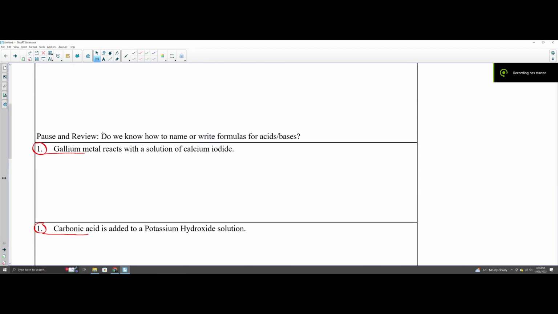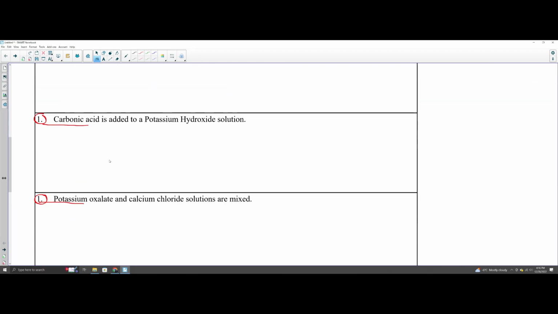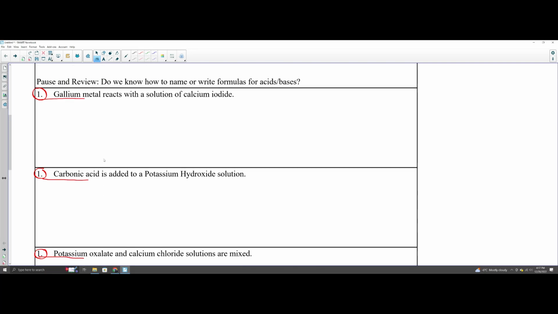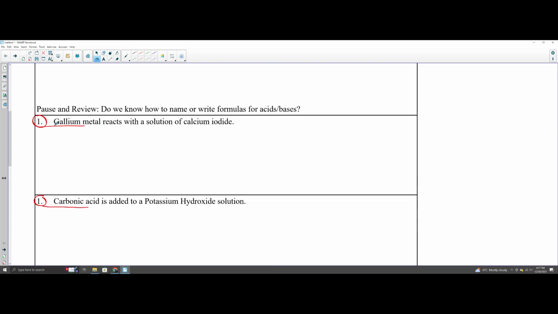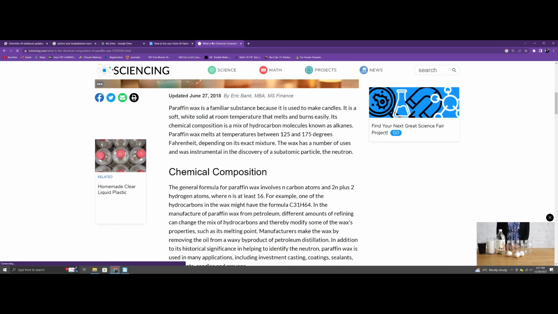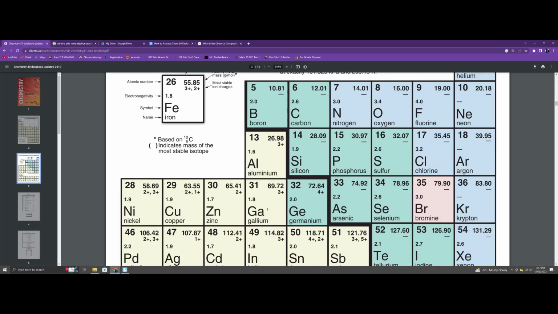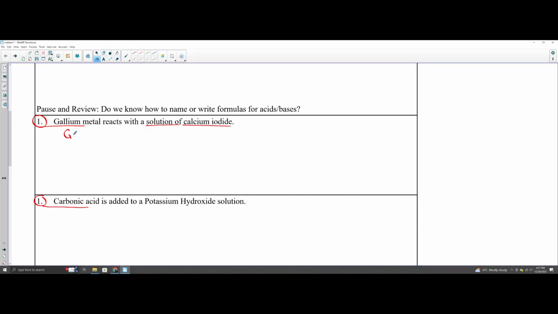Okay, this is the answer key video for those 4 practice questions. Here we go. Gallium metal reacts with a solution of calcium iodide. Okay, gallium metal, that's Ga. Let's have a quick look. Ga plus 3. And it's a solid metal we're dealing with here because it says it's a solid metal.